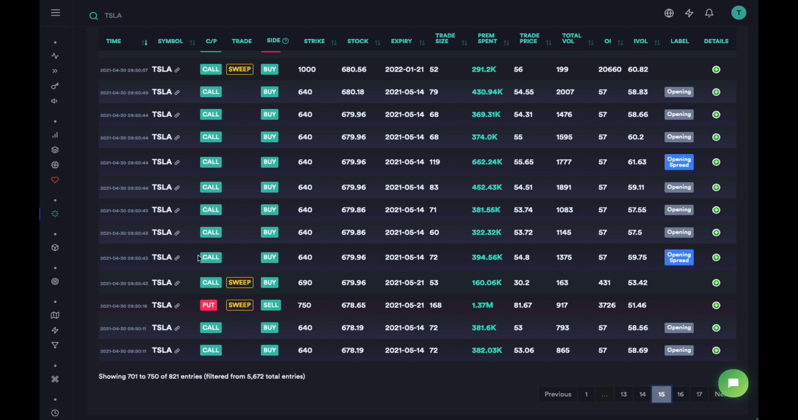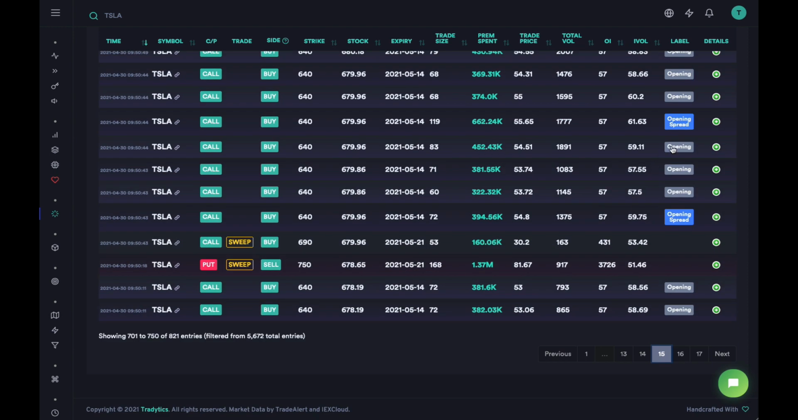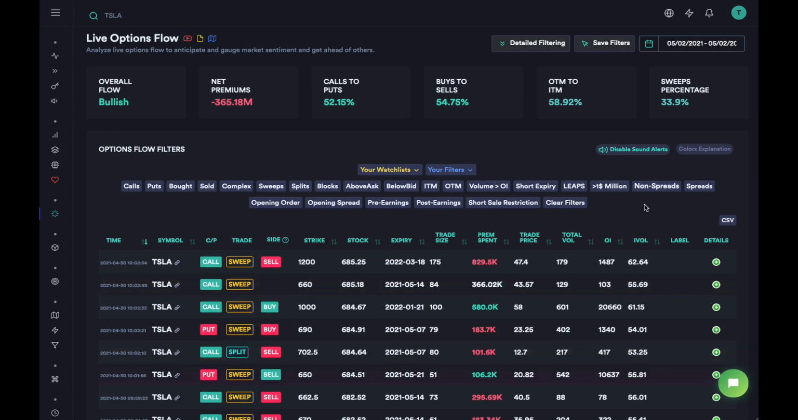Oh, look at this. These are some spreads. So we always want to ignore spreads, because spreads are not usually directional. Sometimes they are, but if you're new, just ignore these spreads. You can ignore them based on using this filter.